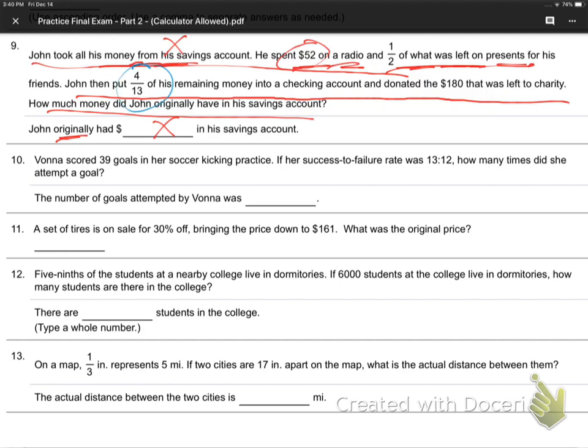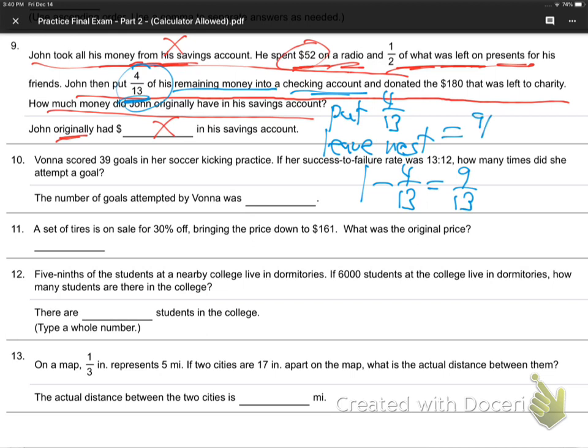Then 4/13 of the remaining money into a checking account. If you put 4/13 of it somewhere, how much do you leave? You leave the rest. What is the rest? 1 minus 4/13, in other words 9/13, right? If I say 4 out of 13 people left the room, how many were left? 9, right? So if you put 4/13 of your money somewhere, you leave 9/13.